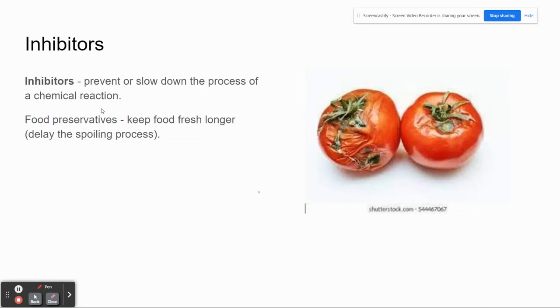Inhibitors, on the other hand, will prevent or slow down a chemical reaction. Think of food preservatives. Food spoiling is a chemical reaction, and preservatives slow down that process. Things that prevent rust will also do that. Those are inhibitors. They either prevent the reaction or slow down the process, so there are a lot of practical uses for those as well.